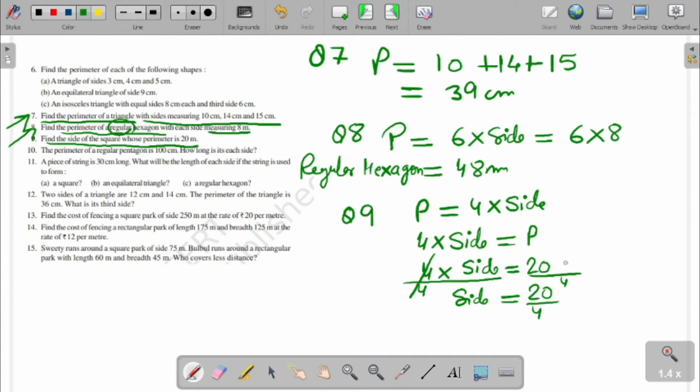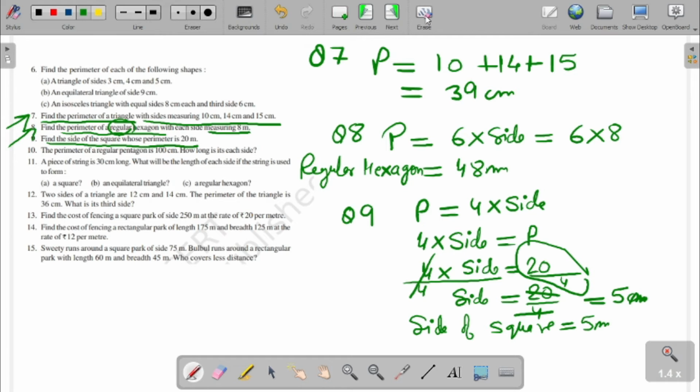So what is left? This part is left. 20 upon 4 here. If you cancel 4, 5. So 5 is for 5 meter. So you have to find the side of the square, or you can write side of square is equal to 5 meter. This is up to question number 9.